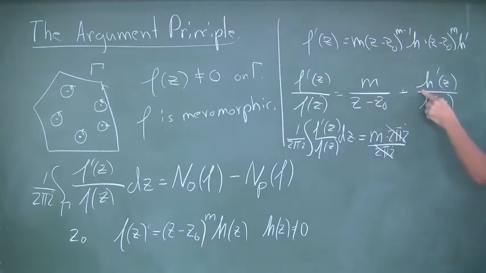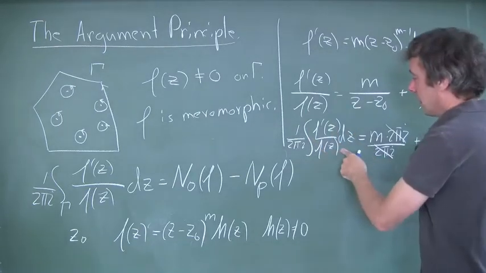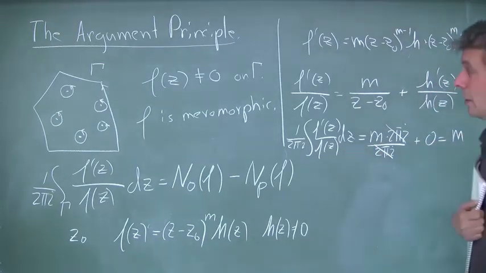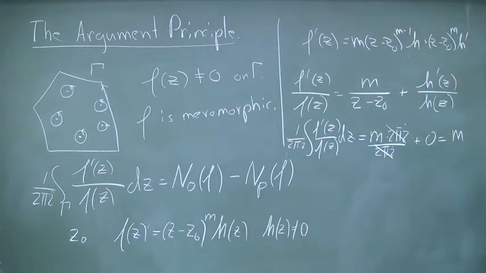And this term, when we integrate it, since this function is actually analytic in the whole interior of this small circle, because h is different from 0 there, then by the Cauchy integral theorem, this term will just give you 0. And then you see that we computed this expression and we got exactly m, which is what the argument principle states in this case. So that's the whole proof, really, of the argument principle.